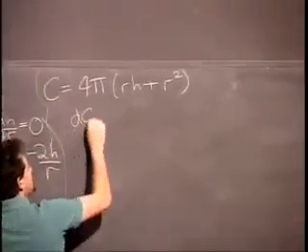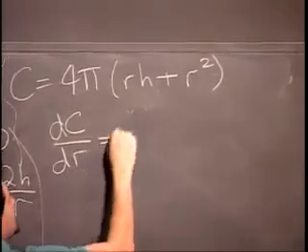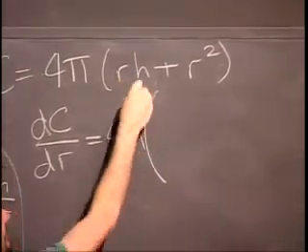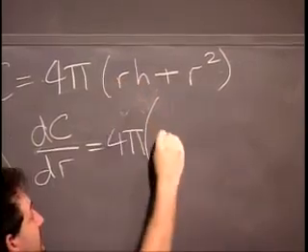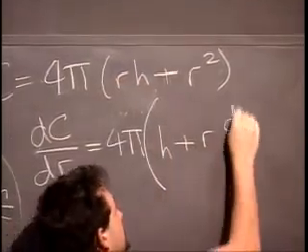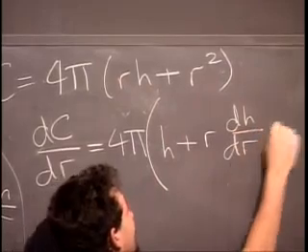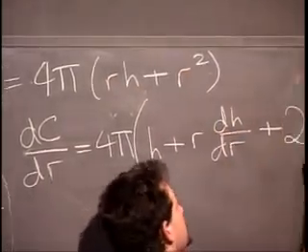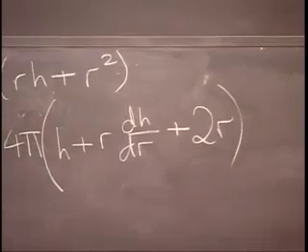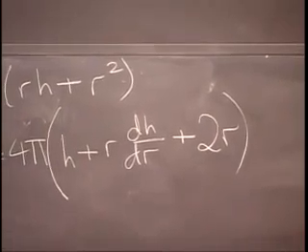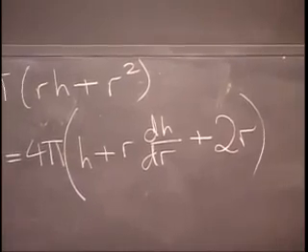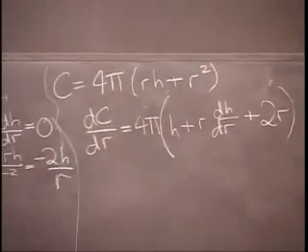Now, what if we come over to the cost here? dC/dr is 4 pi, and we have to differentiate this implicitly. Again, it's h dr/dr, which is just h, plus r dh/dr. And then this other term, the derivative is just 2r. And now, instead of eliminating h from the original equations, we differentiated instead. The next thing is to eliminate dh/dr.